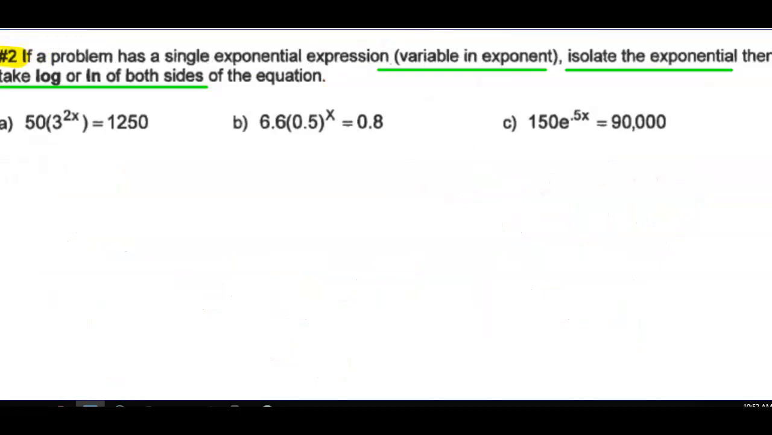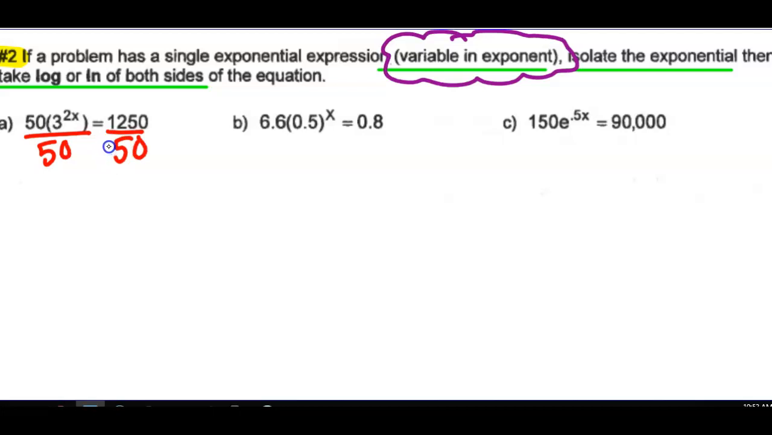All right, if a problem has a single exponential expression, meaning the variable is in the exponent, you're going to isolate the exponential expression and then take the log of both sides. There is an exception to this. These are when they have the same base. If you have more than one in a problem and they have the same base, and we'll do some of those in a minute. Right now, you would divide both sides by 50 on this one.